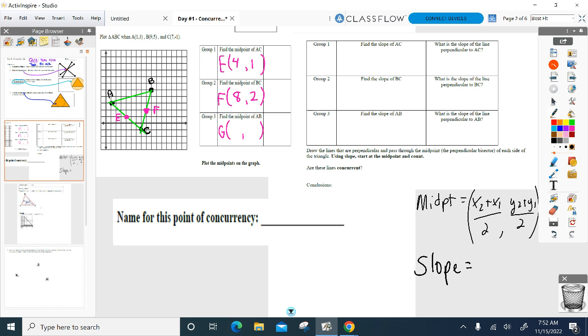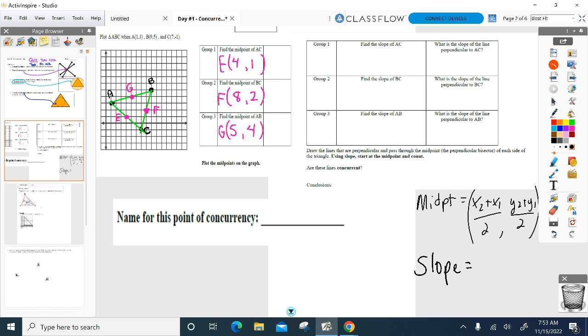And group 3, midpoint of AB? (5, 4). Call that point G, everybody. Point G, (5, 4). And graph it. Please do not connect them, just graph them. And we're going somewhere with this.